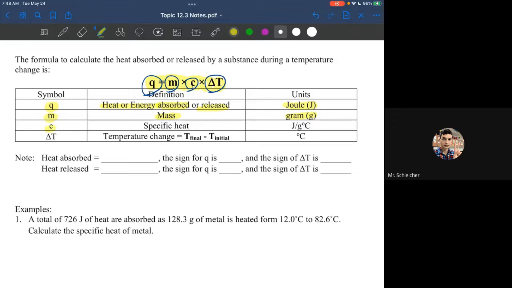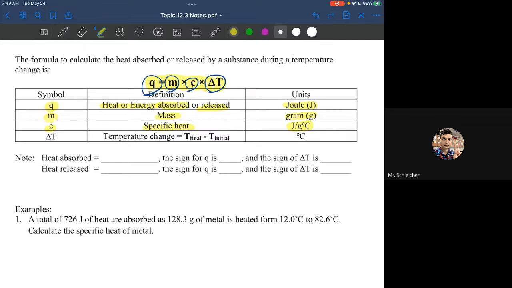C is another new term to us. This lowercase c stands for specific heat. Every single substance has its own specific heat. We just saw two examples on the last page with water and iron, but the specific heat here is measured in these units of joules per gram degree Celsius. Basically this means that for every gram of substance and for every degree Celsius that you change the temperature by, that is how much energy in joules it will take to be absorbed by that substance or released by that substance to make that change.